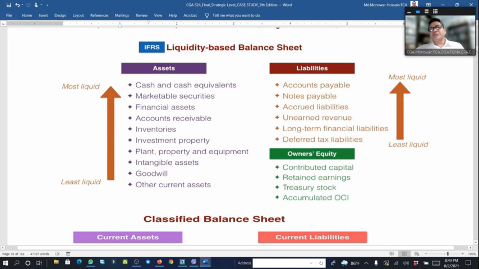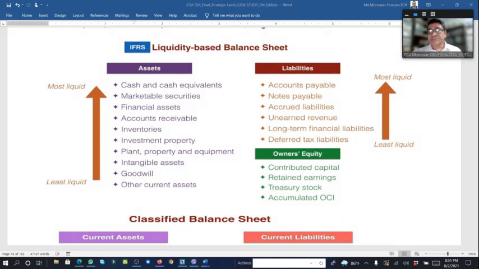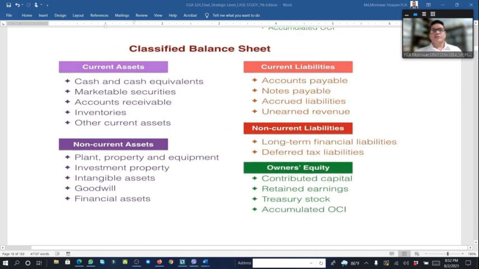In the same way, on the liabilities and ownership side, the most liquid liability is at the top, accounts payable, and the less liquid ones, like deferred tax liability, etc., come below. This is the liquidity-based balance sheet. Sometimes we also have to prepare the classified balance sheet. So what is the classified balance sheet? Here current assets, non-current assets, current liabilities, non-current liabilities, and owner's equity are segregated and classified. All of these are balance sheet items.